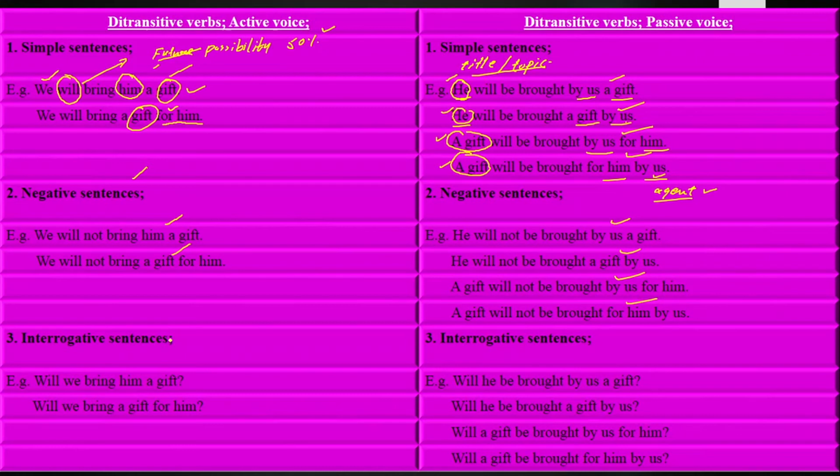Next we have the interrogative sentences. Those sentences in which we ask questions and put queries. Will we bring him a gift, will we bring a gift for him, will he be brought by us a gift, will he be brought a gift by us, will a gift be brought by us for him, will a gift be brought for him by us.